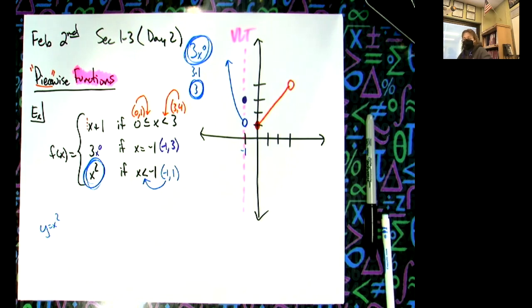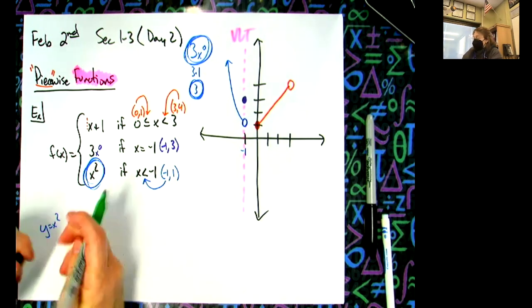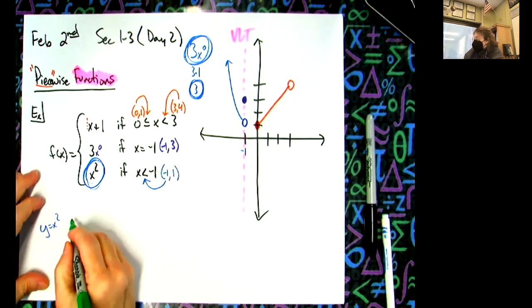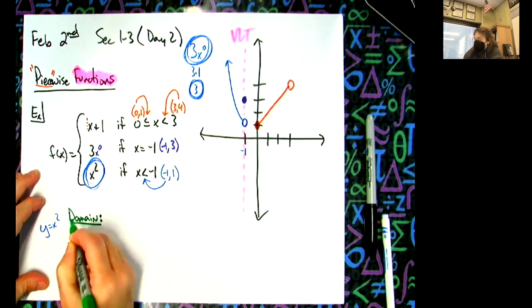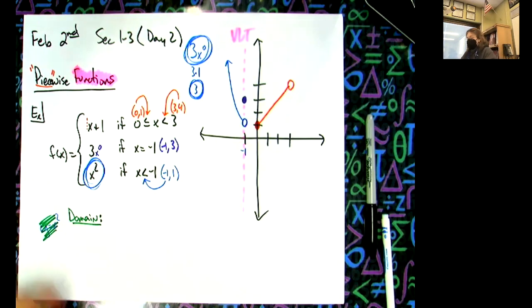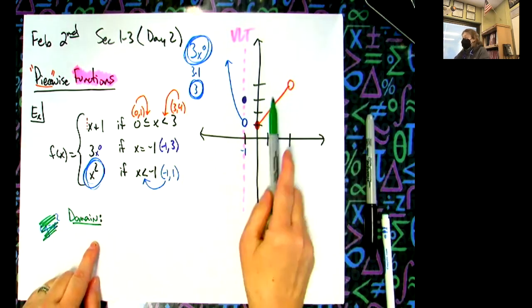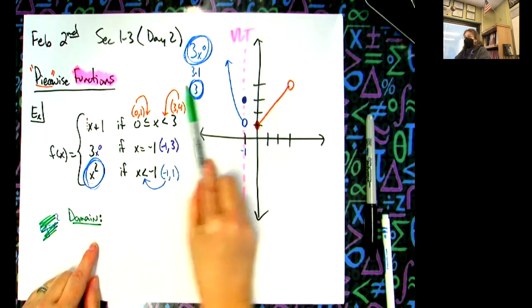Let's do some of those things. I'll do them in green. Let's do domain. Let's scribble that out because we don't need that anymore. All right, domain. Domain is left to right, right? Left to right across the graph.